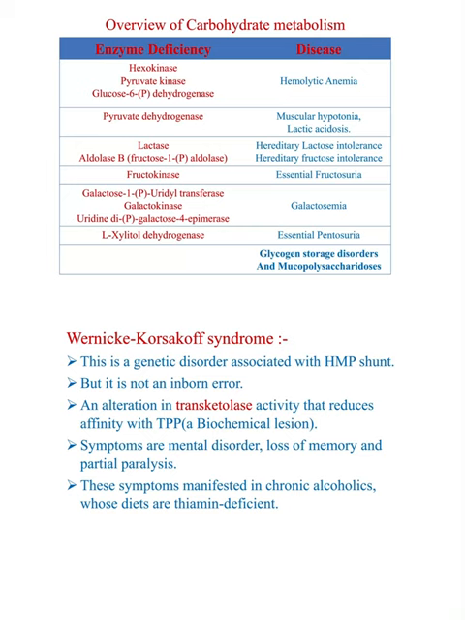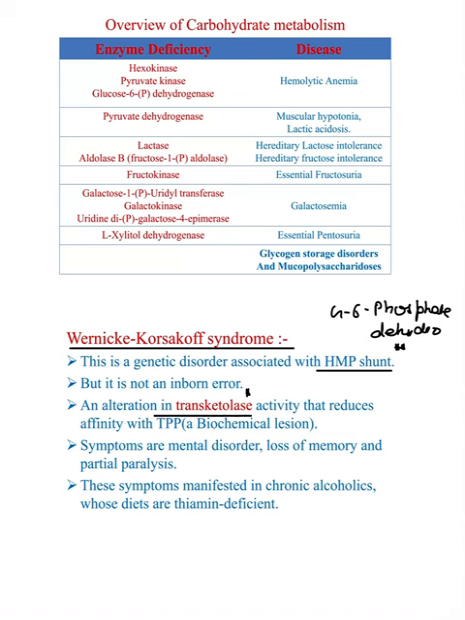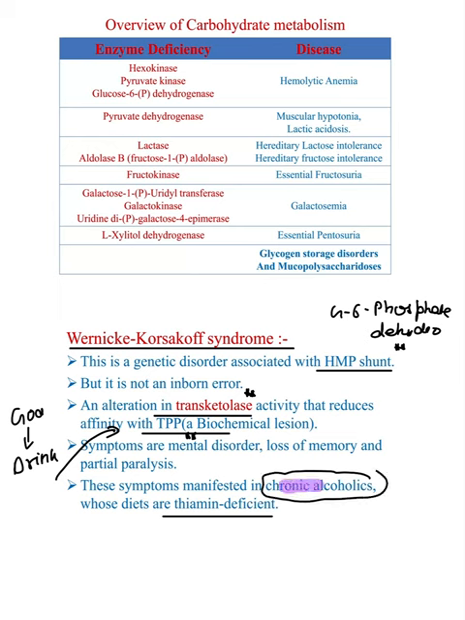Now let's think about Wernicke-Korsakoff syndrome. We remembered there was a problem with glucose 6 phosphate dehydrogenase, a disorder of the HMP shunt pathway. But this is not an inborn error. There is an alteration in transketolase activity that reduces the affinity for thiamine pyrophosphate. What happens when you drink? There is an alteration in thiamine levels that causes beriberi, dry and wet beriberi. These are seen in people who are chronic alcoholics and those who are thiamine deficient.